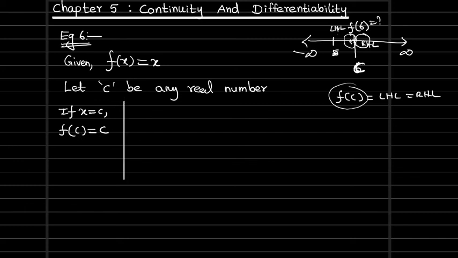Input and outcome are the same, only. Now the left hand limit: x is approaching towards c from the left side. So this negative symbol is not meant for a negative number. It means that from the left hand side I'm approaching towards c.